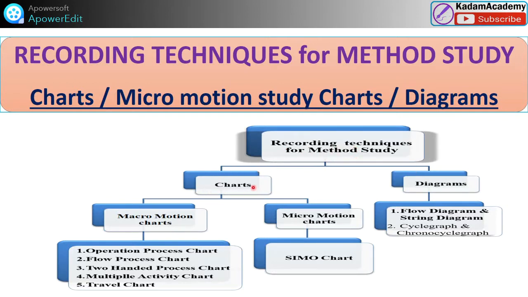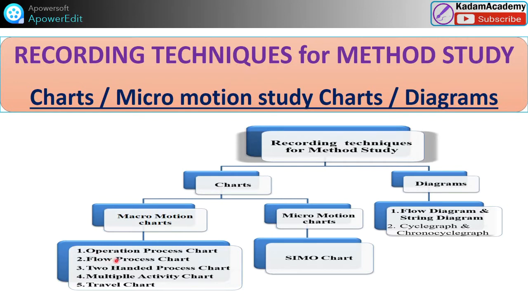It may be by charts or by diagrams. Under the charts, there are macro motion charts and micro motion charts. In macro motion, again 5 different charts are there. We are going to study them in 5 different videos. First video on the operation or the outline process chart.